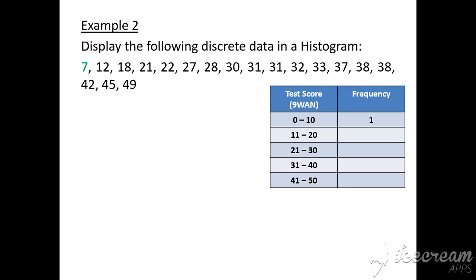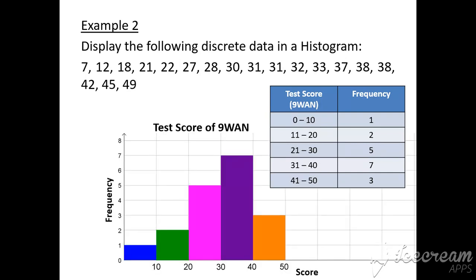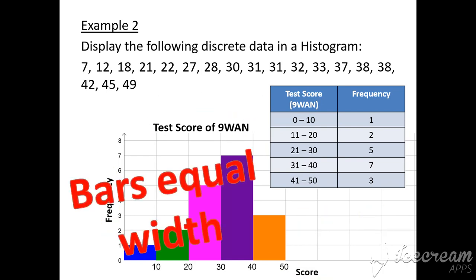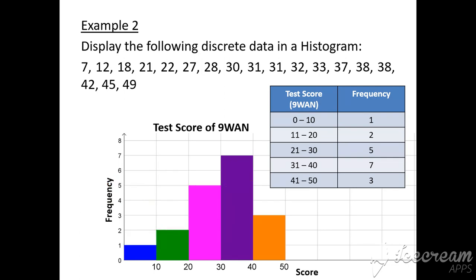Right, we count up. There's one person who's in this first group. There are two people in the next group. There are 1, 2, 3, 4, 5 people in this group. There's 7 people in this group. And there's 3 people in this group. So we've grouped it. Now we're going to draw a histogram because it's group data. So here's what the histogram will look like. Again, please check that you've got titles, labels on both axes, and the bars are equal width.